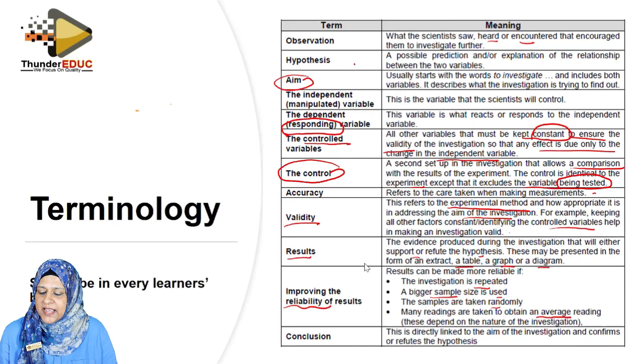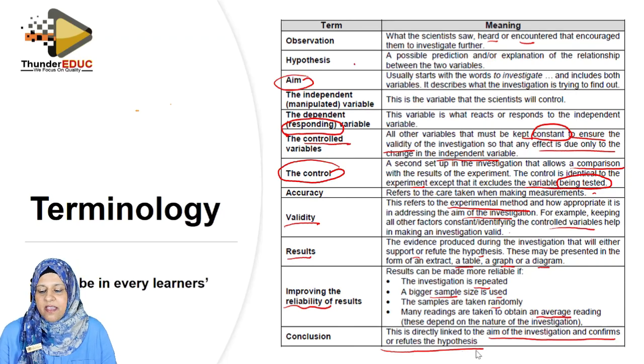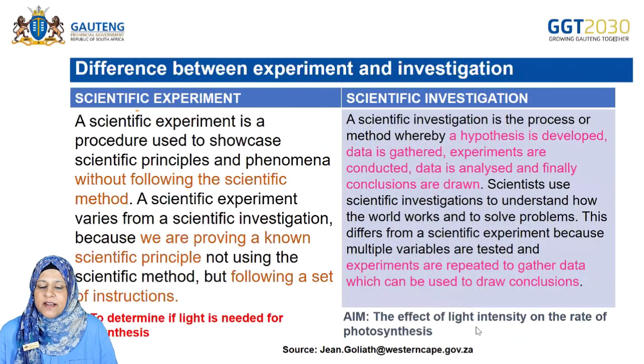The conclusion is directly linked to the aim of the investigation, and it either confirms or refutes the hypothesis. Okay, and this will become more sensible once we do more activities. Right, so what is the difference between an experiment and an investigation?